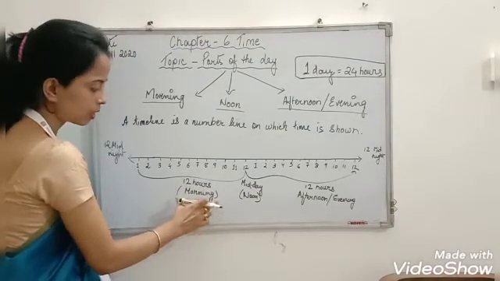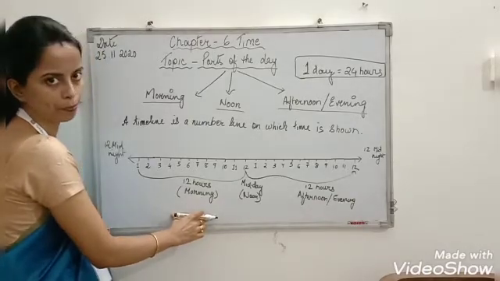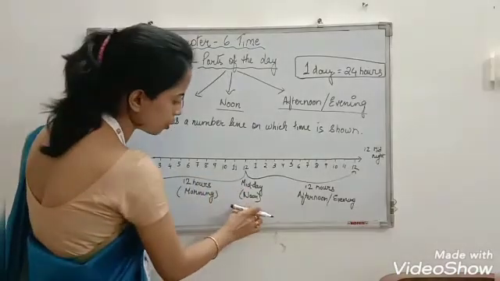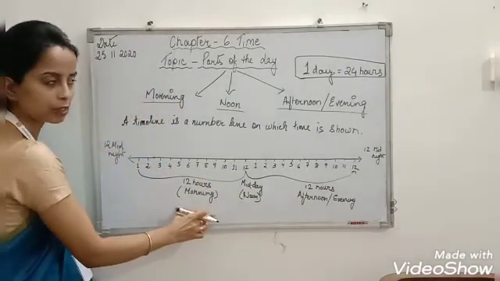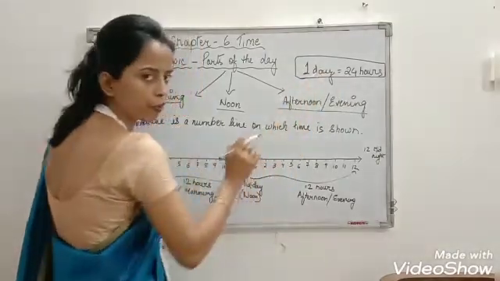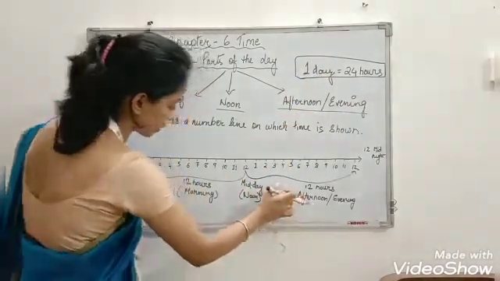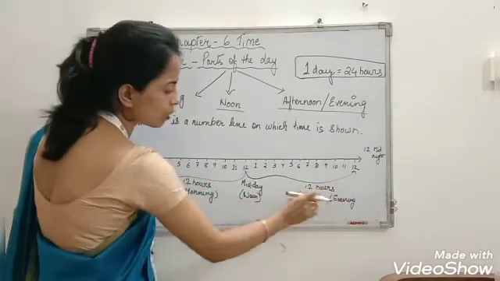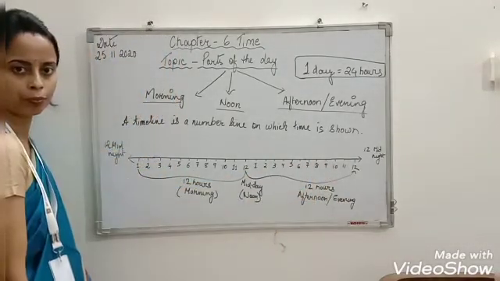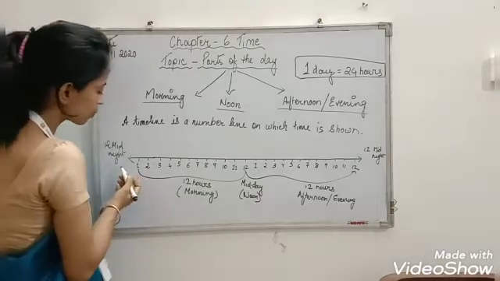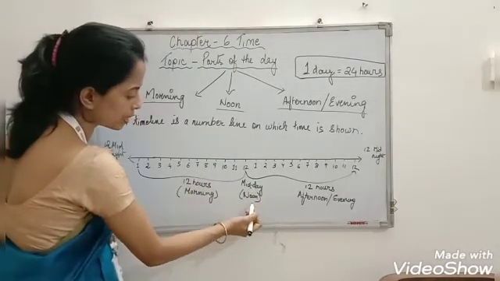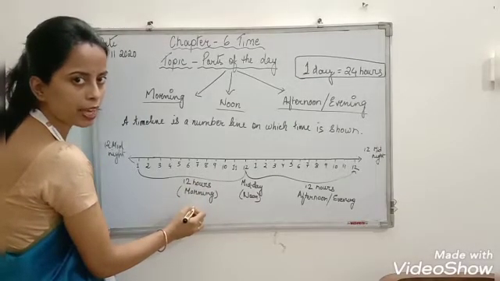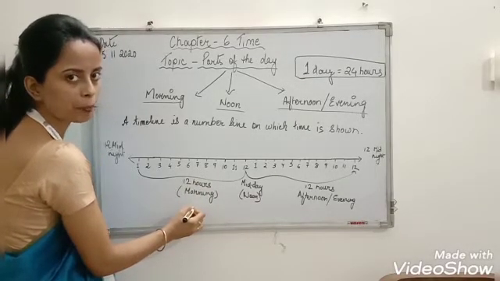Yes, it's a morning time. From 12 midnight to 12 midday or noon, that is 12 hours. I told you one day equals 24 hours, and those 24 hours are divided into 12 hours morning, then 12 hours afternoon and evening. So from 12 midnight to 12 midday, that is noon, it's 12 hours, that is the morning time.